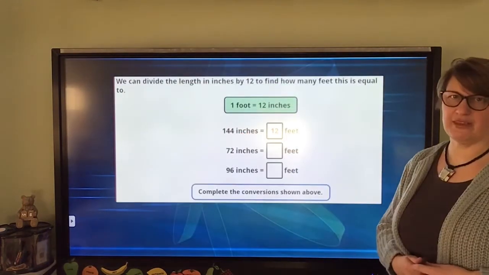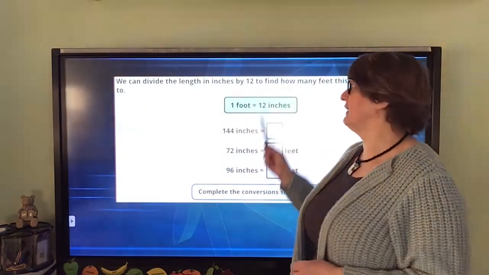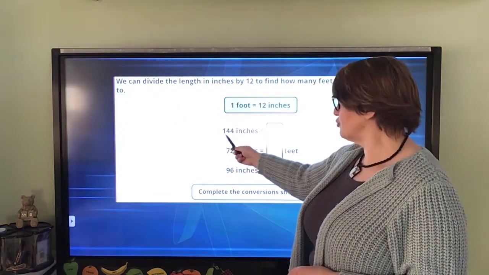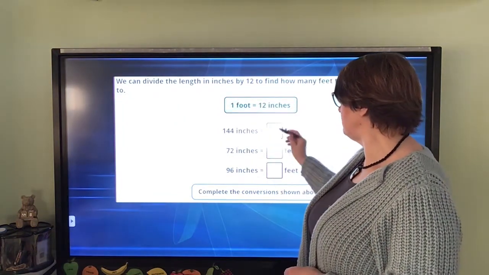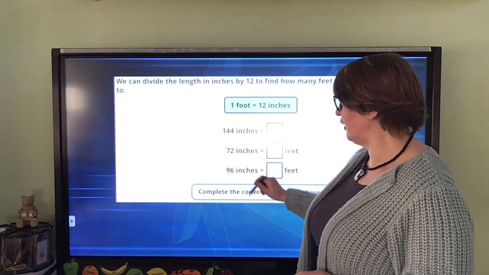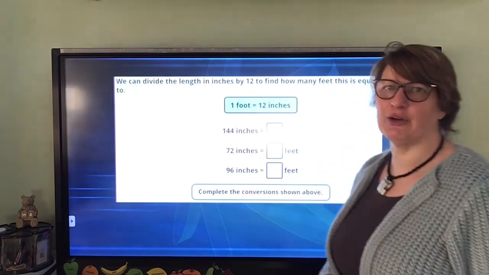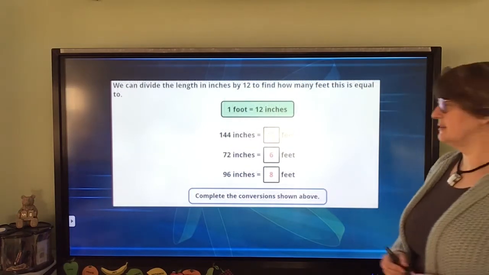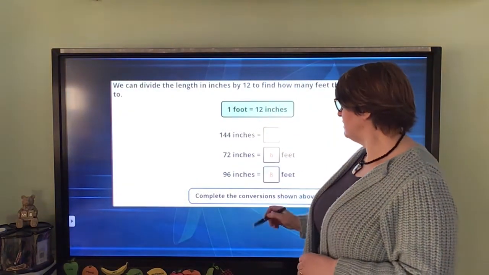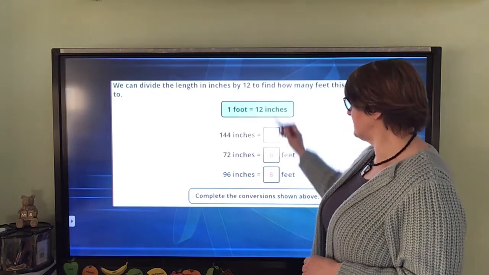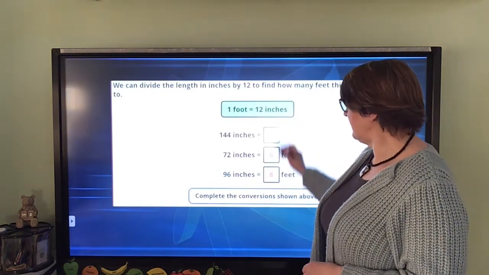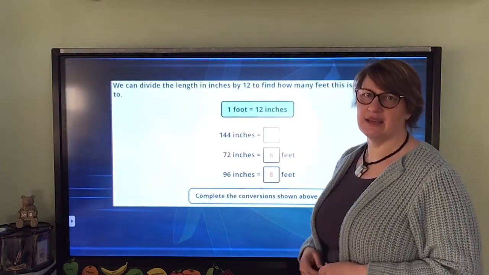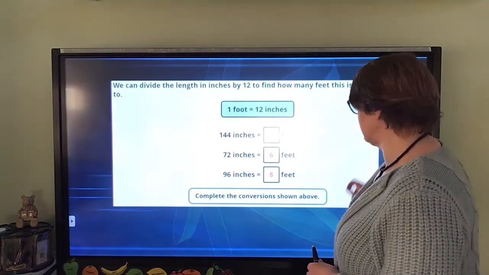We can also go back the other way. So we divide the length in inches by 12 to find how many feet we've got. So if we have 144 inches, 144 divided by 12 would give us 12. Can you have a go at the other two and then turn back on? So yes, 72 divided by 12 gives us 6, because 6 12s are 72, and 8 12s make 96, so 96 divided by 12 will give us 8. Knowing your 12 times table really helps with this conversion.